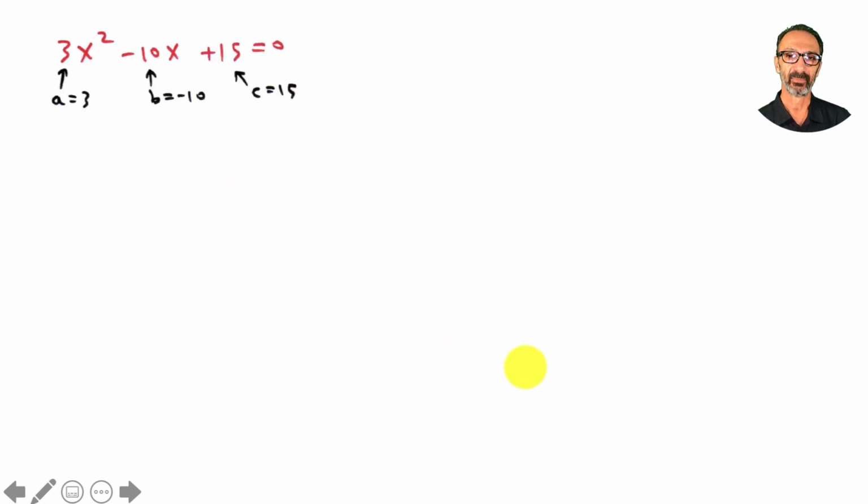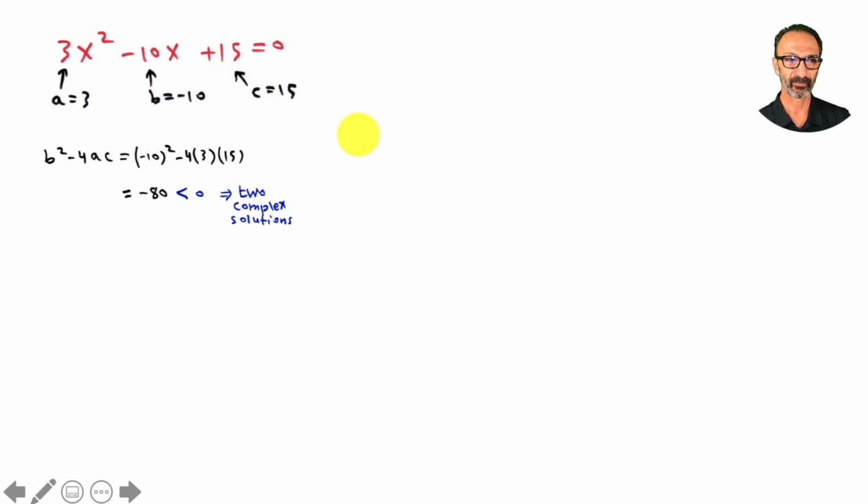Here's another example. Remember, we had different cases. In this case, a is 3 and b is -10 and c is 15. Let's go after the discriminant. b squared minus 4ac will be b squared, that's -10 squared, which is 100, minus 4 times a, which is 3, times c, which is 15. Do the math and simplify, I get -80.